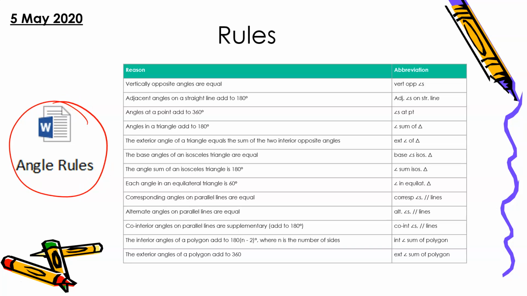Now, on your lesson OneNote page, there is a file called Angle Rules. That contains a Word document with all these rules all set out with an example. It'd be a good idea if you could to print that off and have that beside you as you're going through some of these questions. As you can see, the number of different rules is starting to add up, and it's always good to go back and have a look.